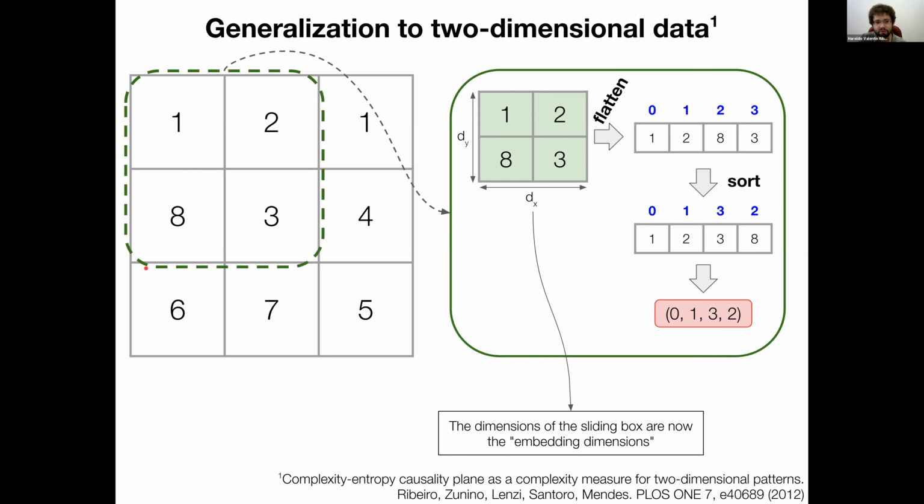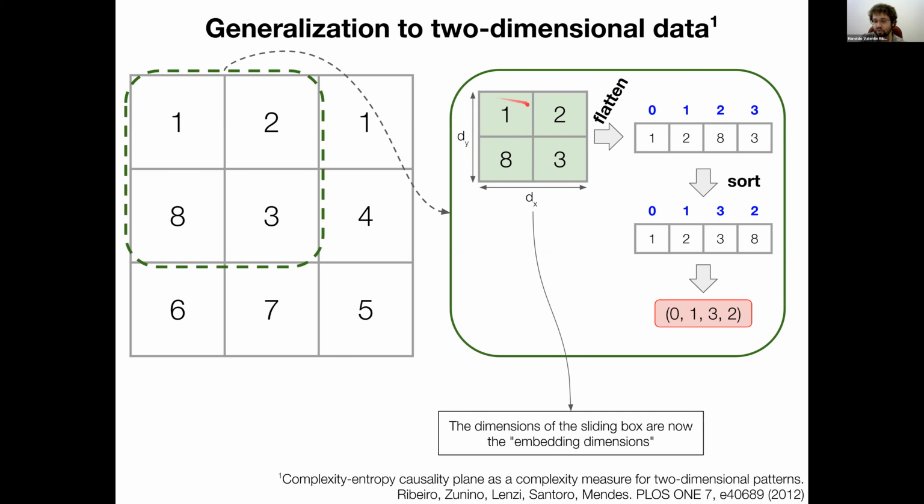And to generalize this, instead of using a one-dimensional sliding window, we can now define a two-dimensional box that I'm showing you by these green dashed lines. So we have an embedding dimension in the horizontal direction that I'm calling dx, and we also have another embedding dimension in the vertical direction. And what we do is basically the same. So we get the values inside the sliding box. In this case, in the first position of the sliding box, we get the values 1, 2, 8, 3.